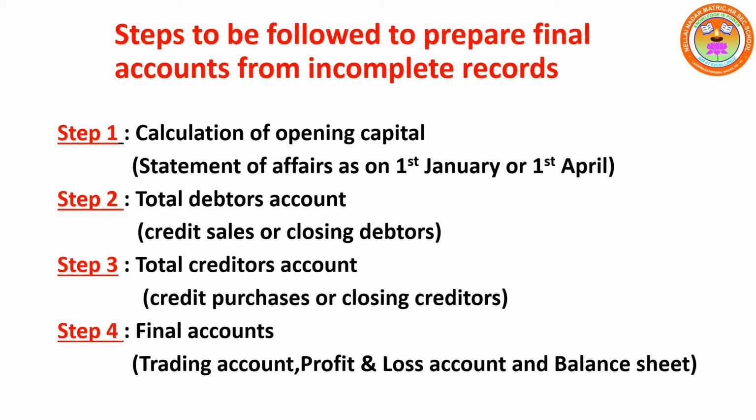In the question, if they asked us to prepare trading account, profit and loss account and balance sheet, what are the steps to be used? Step 1, calculation of opening capital. Step 2, total debtors account. Under this account, we are going to find credit sales or closing debtors. If credit sales is given in the question, we have to find out closing debtors. Both are available in the question. We need not prepare this step.